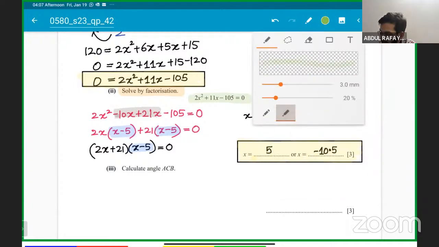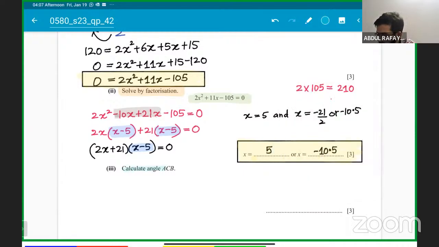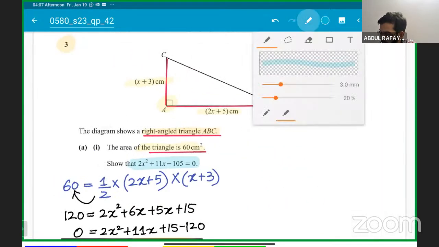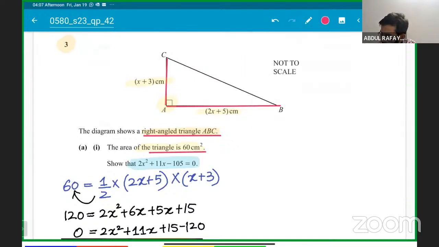Next, we have to calculate angle. Any other questions? Anyone else? Calculate angle ACB. So now it will become simple. A couple of things related to trigonometry will have to apply. Angle ACB we have to find, sir. Now make sure you understand that 5 plus 3 is 8. Everyone got it? 5 plus 3 is 8, and this will be 2 fives are 10, 10 plus 5 is 15 centimeters.